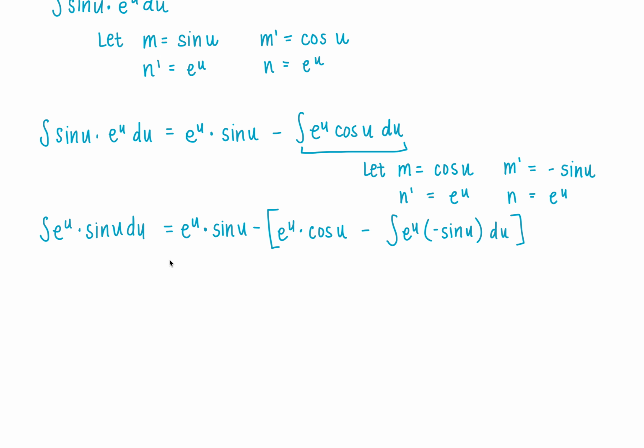Now I'm going to clean this up a little bit. We've got negative signs all over the place. On the right-hand side, I have e to the u sine u, kind of a sad-looking e, minus e to the u cosine u. So now I've got a negative, and a third negative, so that's going to give me minus the integral of e to the u sine u du.